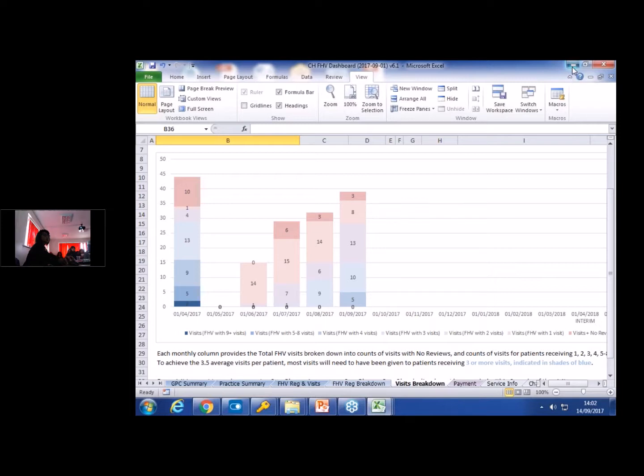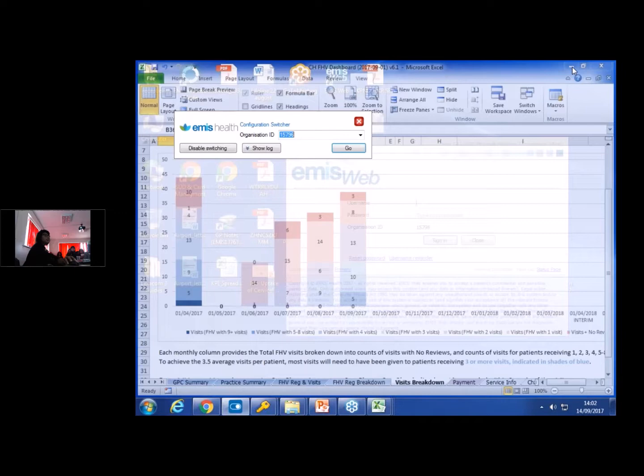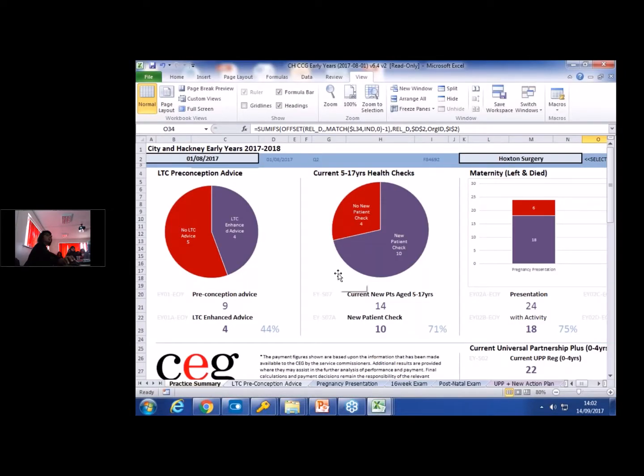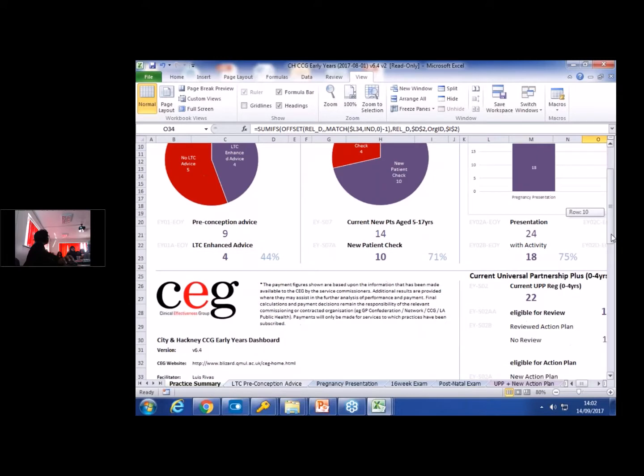Right, I'm going to move on to the early years dashboard now. This is our new early years dashboard. It's currently got 4 sections. We've got preconception advice, 15 to 17 years health checks, maternity, and Universal Partnership Plus.